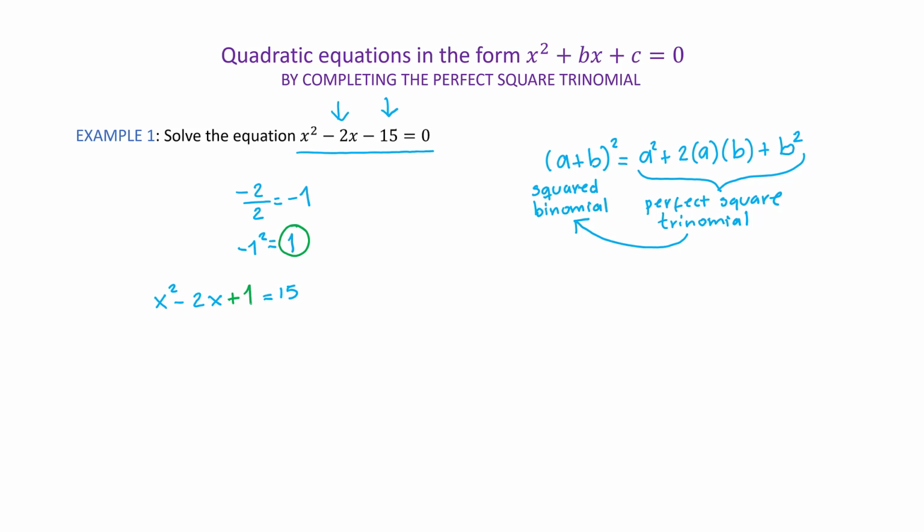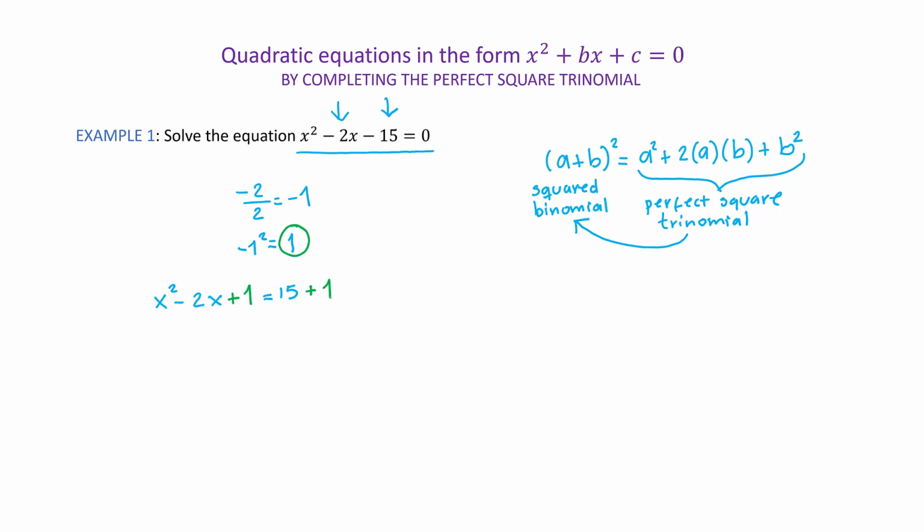Now I just made it a perfect squared trinomial. But I can't just add a number to an equation because I already changed its value. To keep the equation balanced, I need to add the same thing that I added on one side to the other side of the equation. So if I added plus 1 to the left side, I need to add the same number to the right side of the equation to keep it balanced.